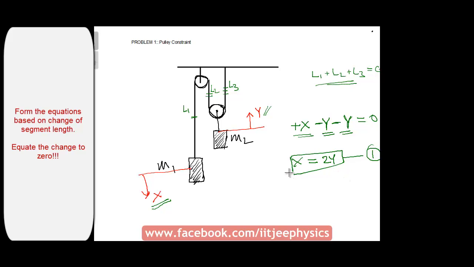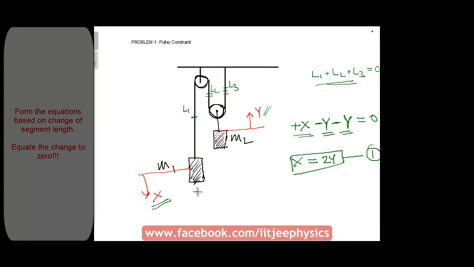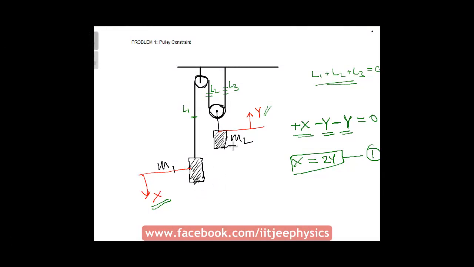Okay, so if someone asks you what if mass m1 is moving with velocity v, what will be the velocity of mass m2, you can simply put the velocity in this equation and give the answer. If I say that it is moving with acceleration a1 and a2, I'll differentiate this equation twice with respect to time, and we can get the relationship between the accelerations as a1 is equal to 2 a2.